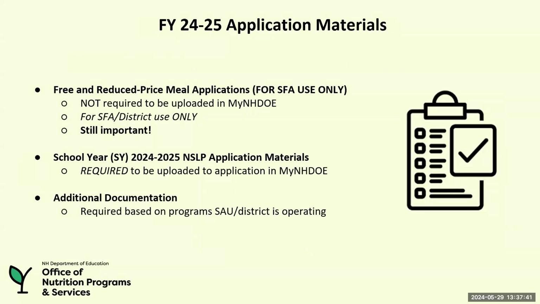On the NSLP application materials portion of our website, you will see there are 3 sections or categories of application attachments: free and reduced price meal applications, or for SFA use only; school year 24-25 NSLP application materials; and then additional documentation. For this year's application, the NSLP team worked to make the overall application process more streamlined by specifically identifying what attachments are required by all SAUs and which may not be applicable to everyone. SAUs should refer to the NSLP application checklist on which materials are required and which may not be for your SAU.